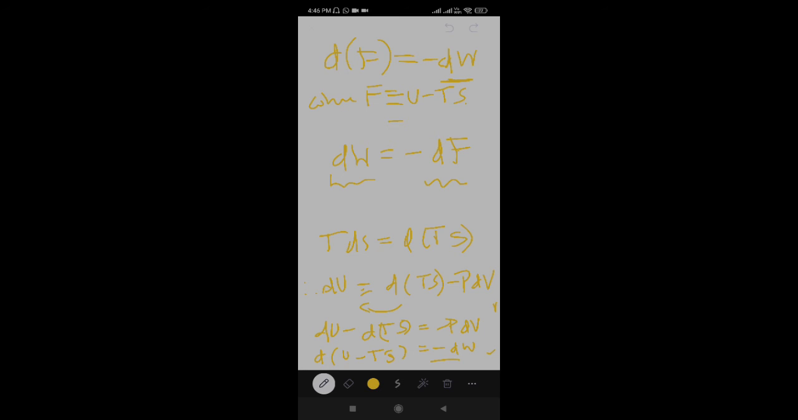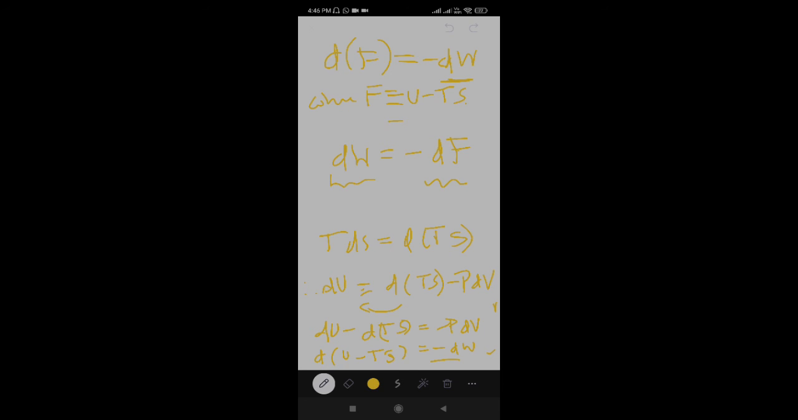What happens when you do some work on the system? The free energy of the system decreases. So the work done on the system is equal to the decrease in free energy. This is the definition of free energy. dF is equal to minus dW, or dW is equal to minus dF.